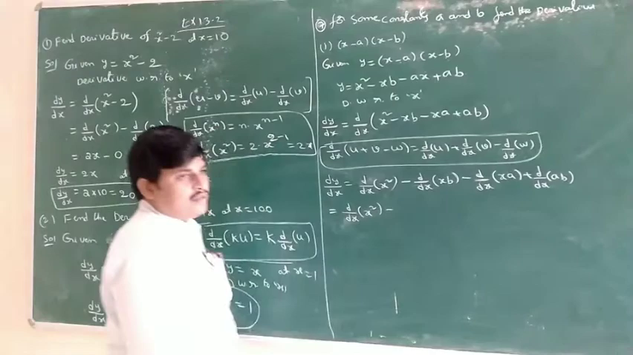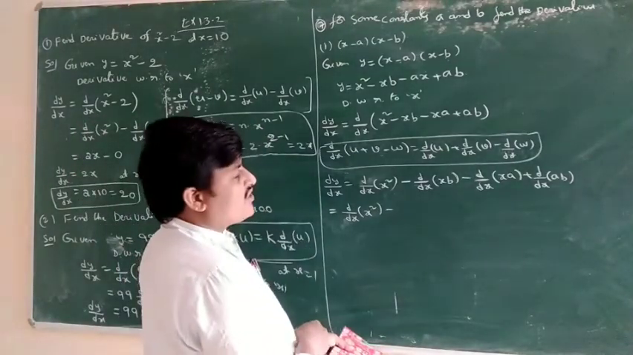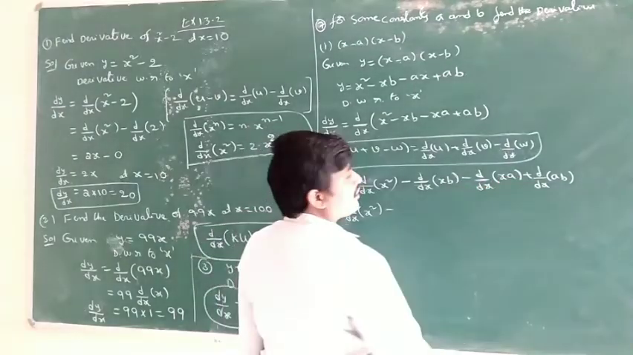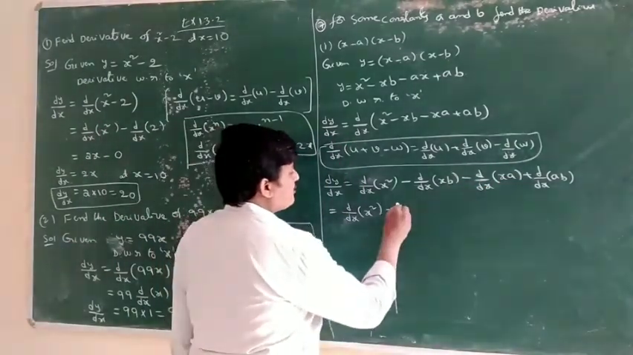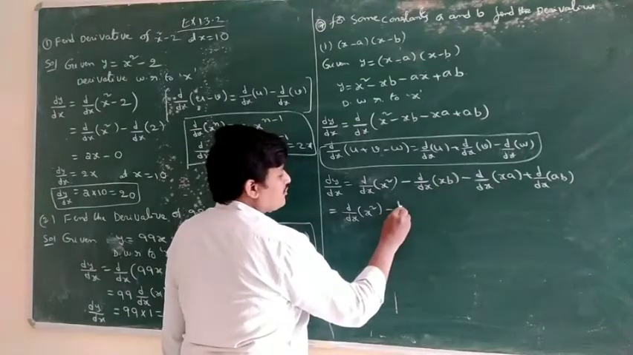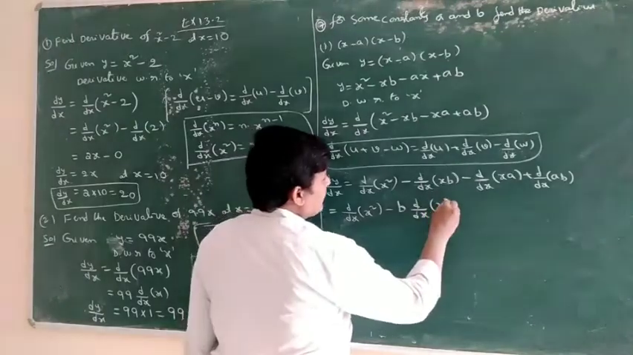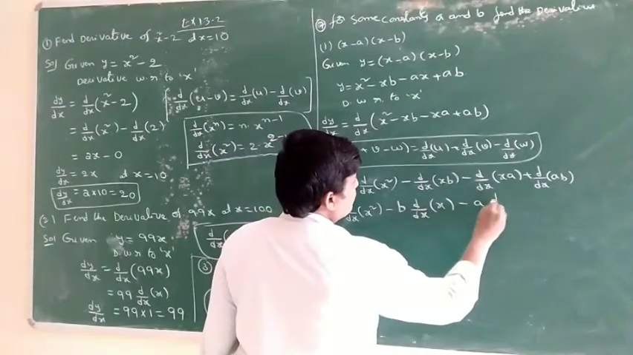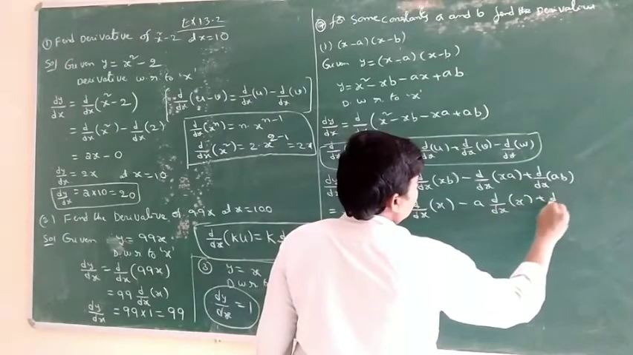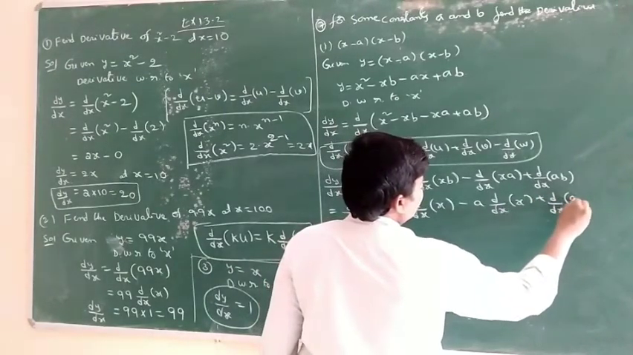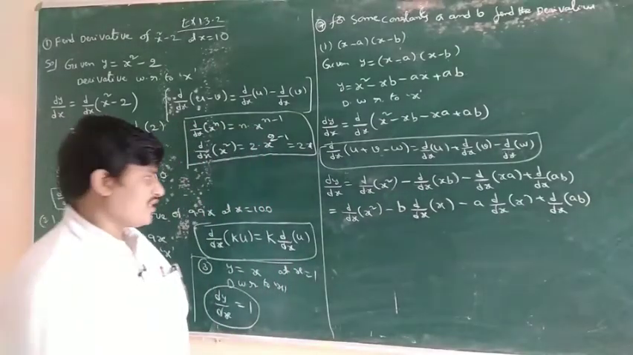This is d by dx of ku, where a, b are constants. So k into u dash: b into the constant separated from the derivative, x minus a into d by dx of x plus d by dx of a into b. Both are constants, and constant into constant is equal to constant.